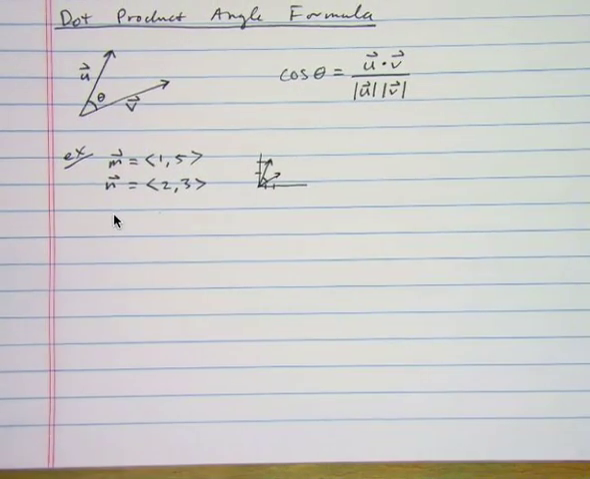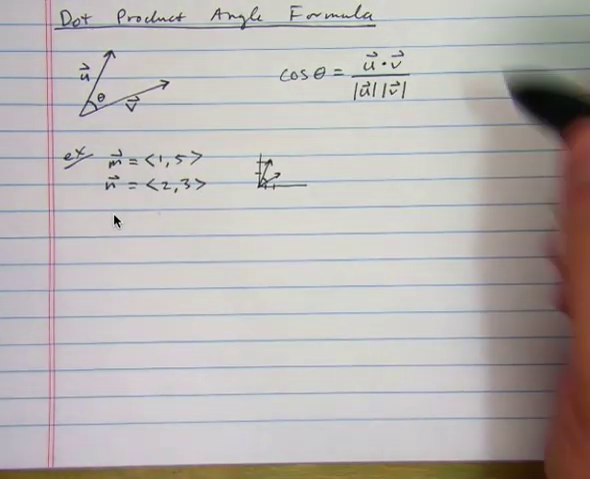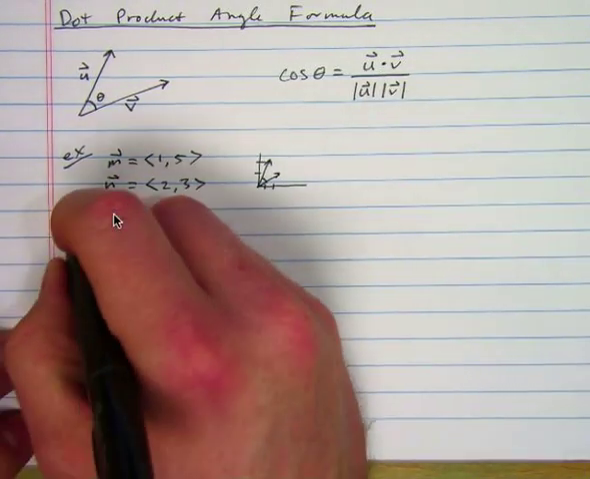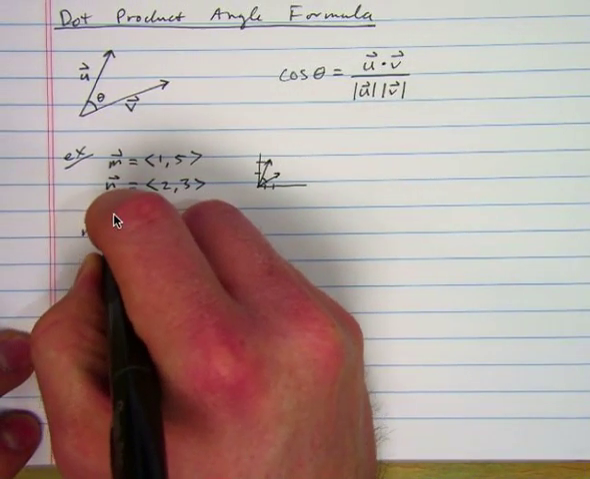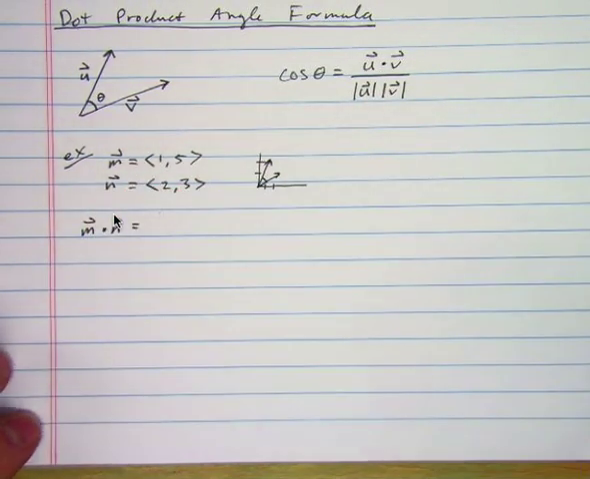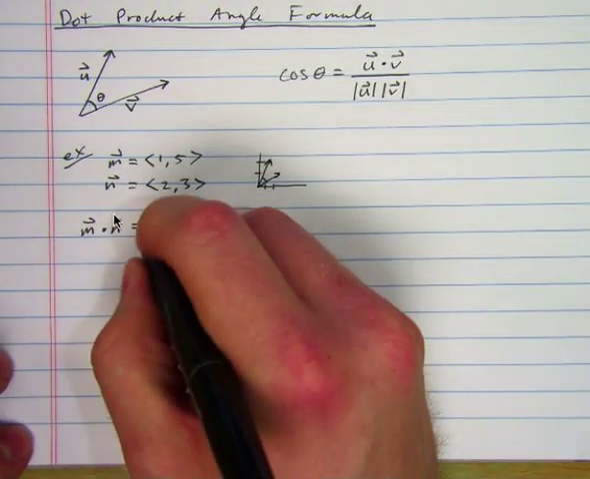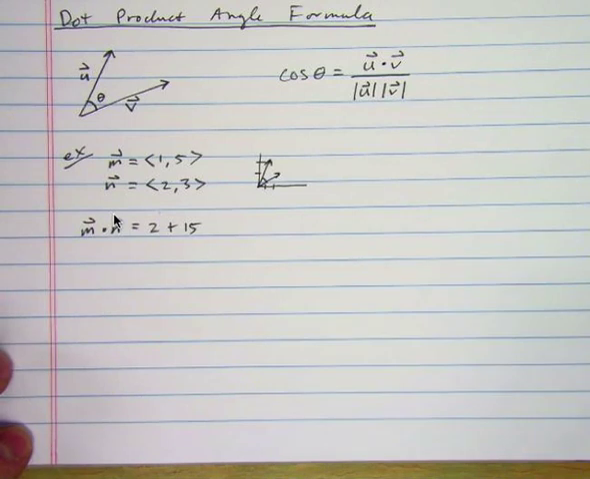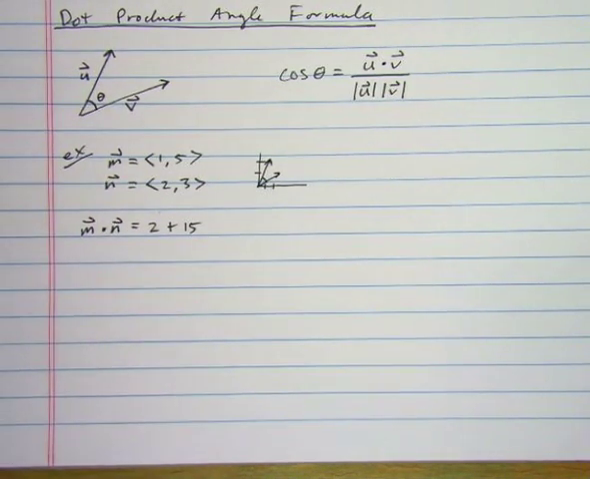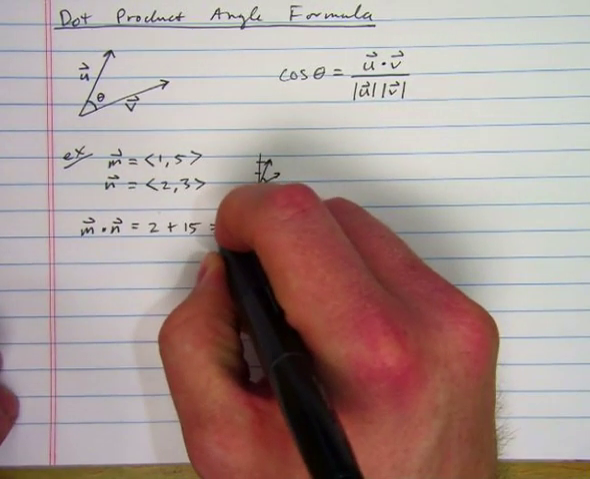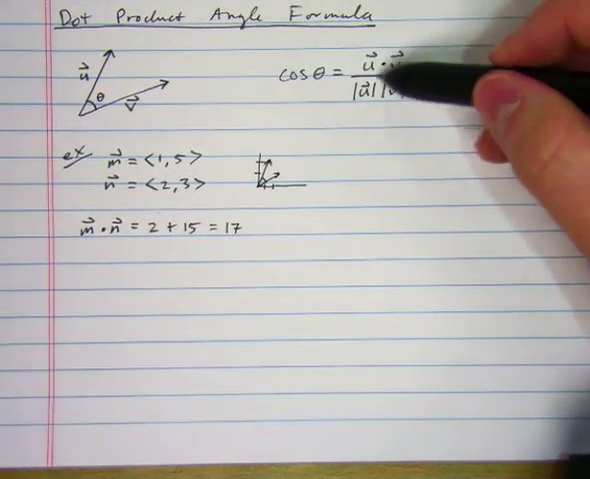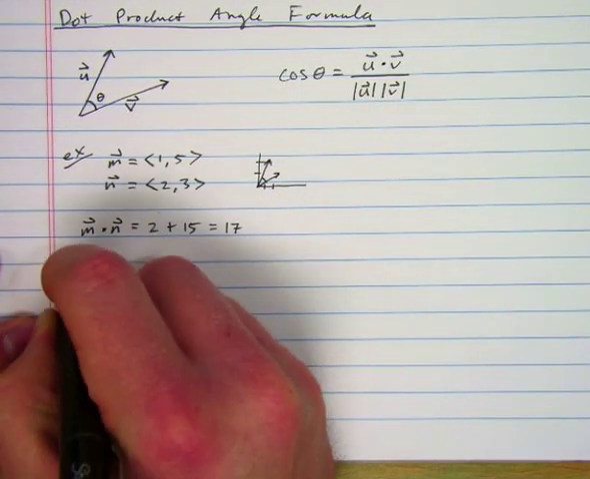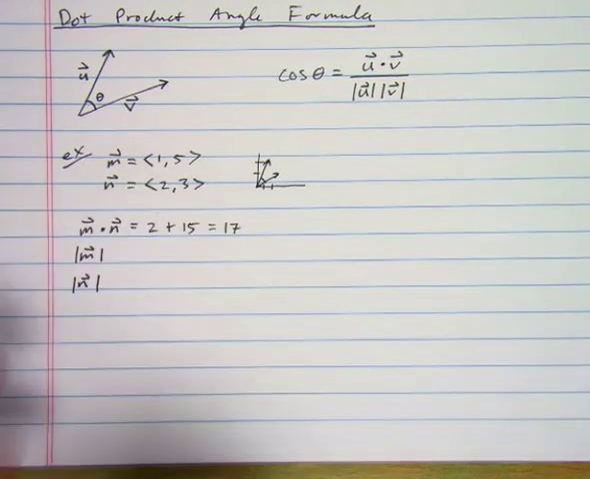Okay, so the first thing we need to do in this formula is figure out the dot product. So I normally lay it out. I write out my dot product. So that's 1 times 2, that's 2. And I add that to 5 times 3. That's 15. And so 2 plus 15, that's 17. Now that is going to go on top. But I still have to figure out the magnitude of m and the magnitude of n.